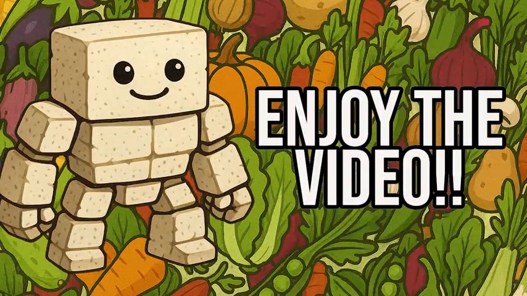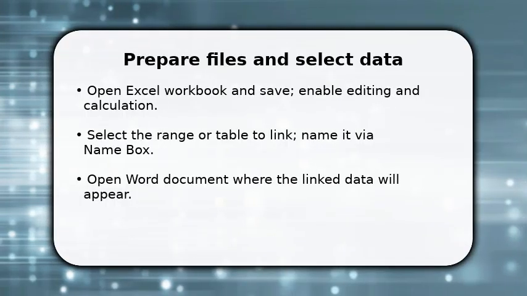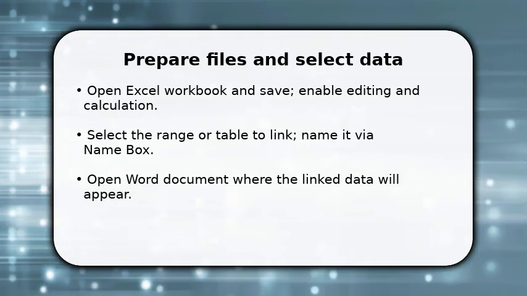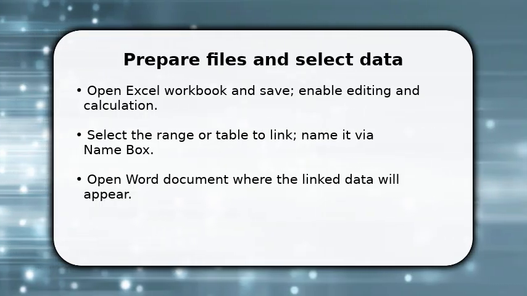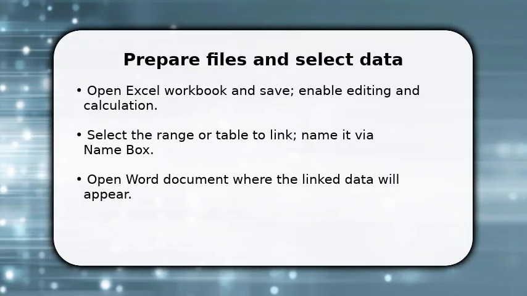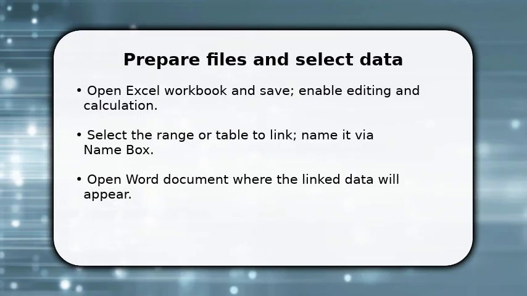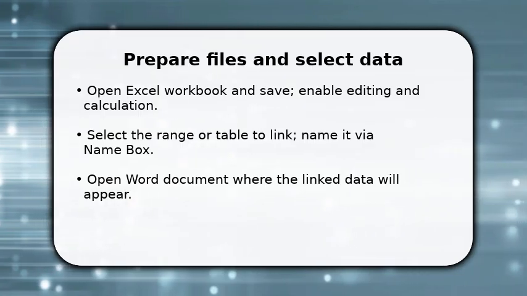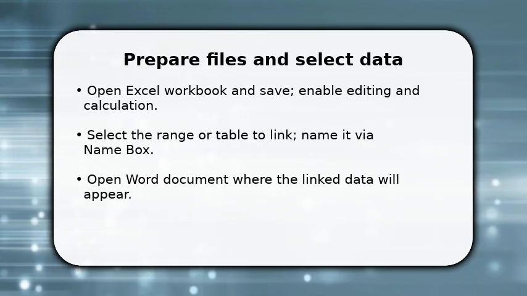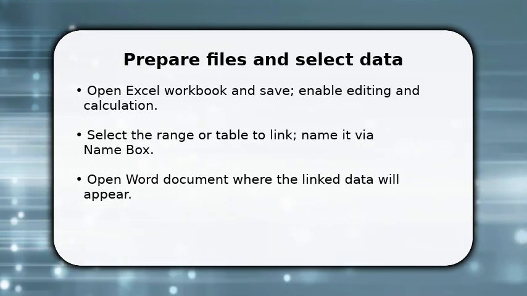Please enjoy the video. You start by preparing both files. Open Excel, name the specific range or table you want linked, and save the workbook. Once done, open your Word document and position the cursor where the data will go. Make sure Excel remains open for initial linking, otherwise dynamic links may break.